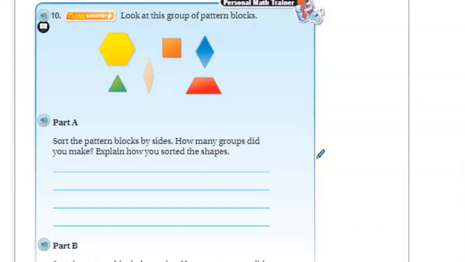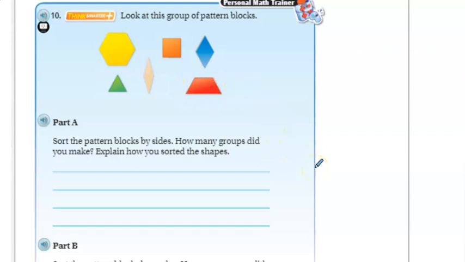Okay, so number 10, we are looking at this group of pattern blocks. You're seeing 6 line segments put together to form a closed figure that is a hexagon. We have a four-sided shape, all sides the same, so that would be a square. All four sides are the same, but it's smushed, so that's a rhombus. You have an isosceles triangle, all sides the same. You have a diamond. And then you have a trapezoid, a quadrilateral that is a trapezoid.